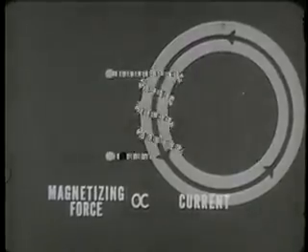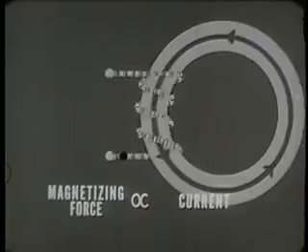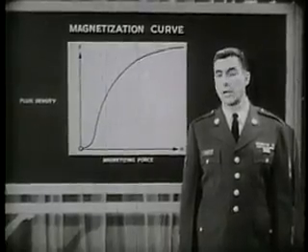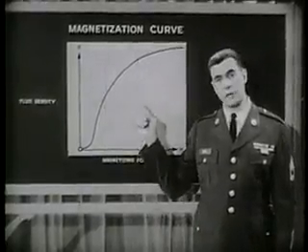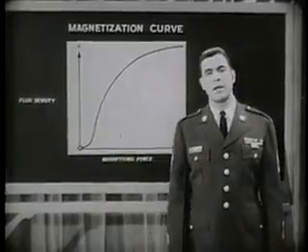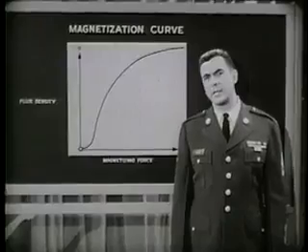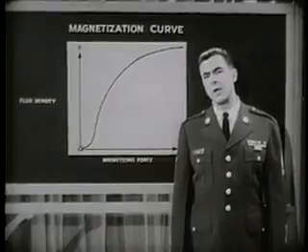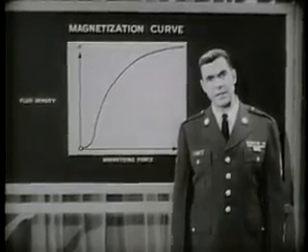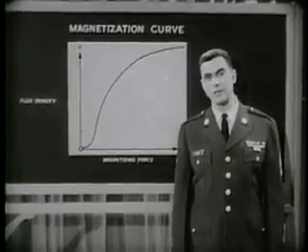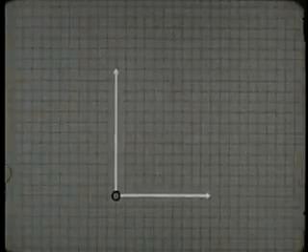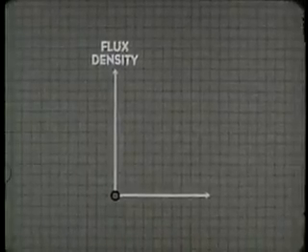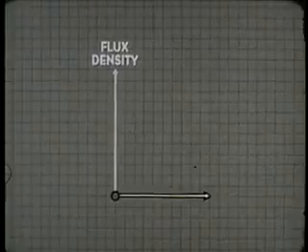Suppose we increase the amount of current. Will the total magnetism of the core also increase? It will, but not proportionately, as we'll see on this graph. We're going to take a minute and trace the magnetization curve of a core, because in this way we can point out some of the characteristics that make cores so useful. We measure the magnetism of the core in terms of its flux density, which is the number of magnetic lines of force per square inch.